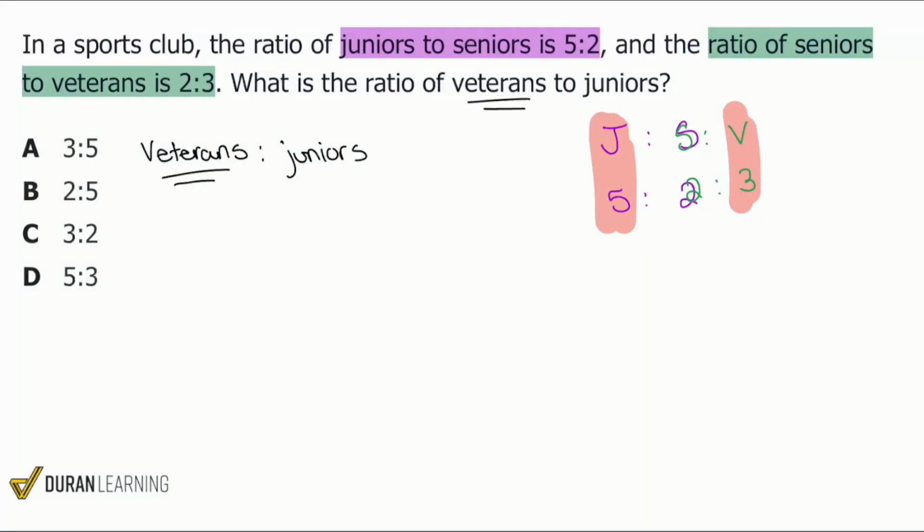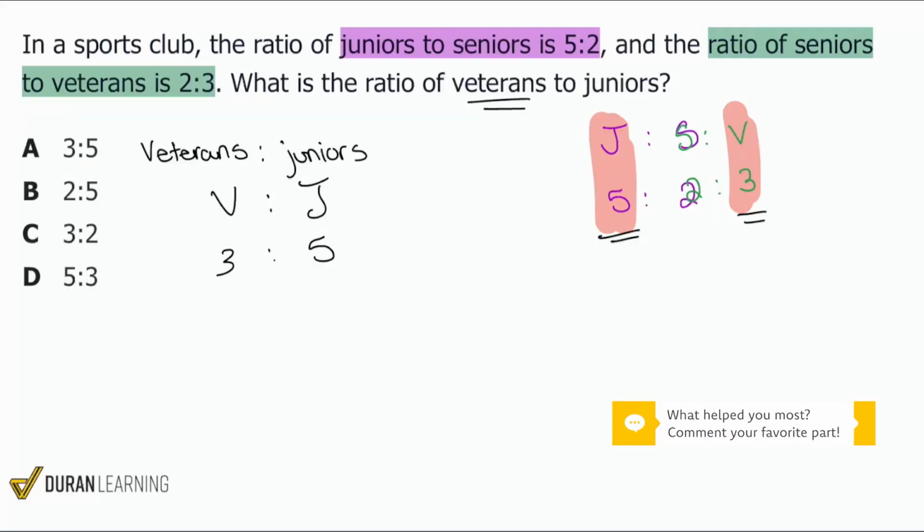Veterans first, juniors second. If we go off of this over here, we have juniors written first, veterans listed second. So the answer is not 5 to 3. The answer is going to be 3 to 5. That is the proper comparison. Veterans to juniors. That's the final answer, and that's why we have answer choice A.